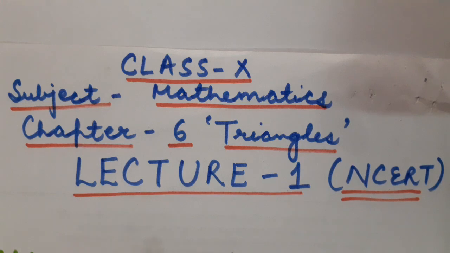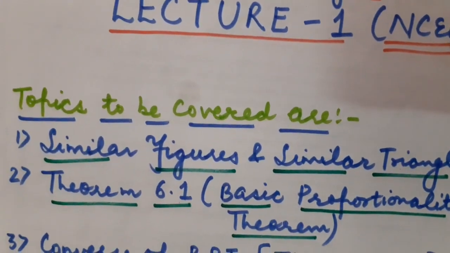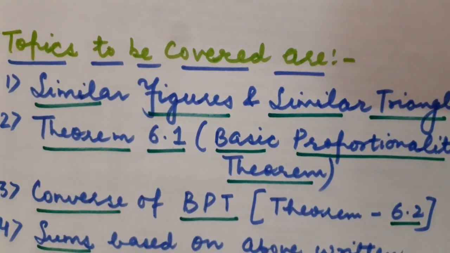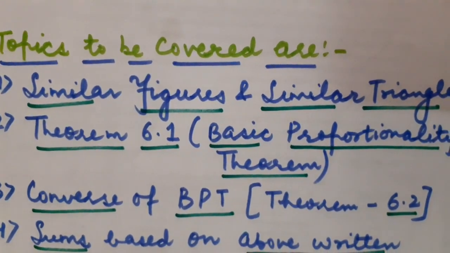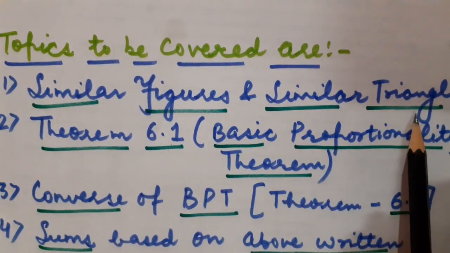Children, in this chapter we will be learning about similarity of triangles. As you learnt about congruency of triangles in class 9th, in class 10th we will be dealing with the similarity of triangles. Fine, children? But before we switch to the similarity of triangles as well as its different criteria, we must know about similar figures and about similar triangles. So, the topics which I am going to cover today are: number 1, what do you mean by similar figures and similar triangles?